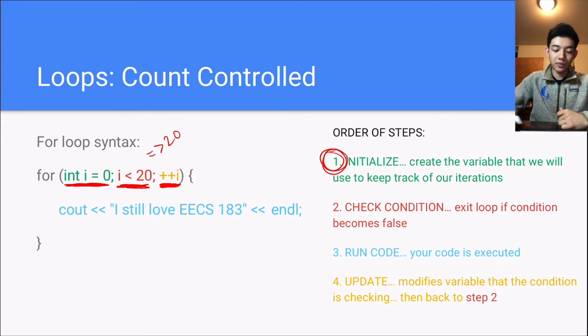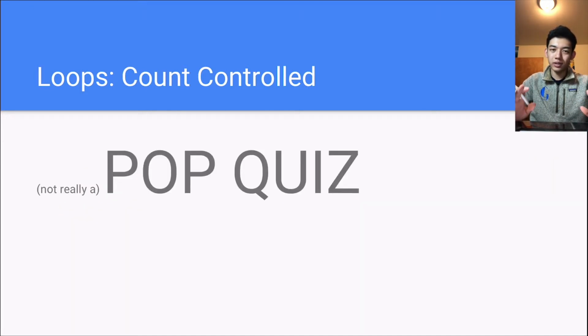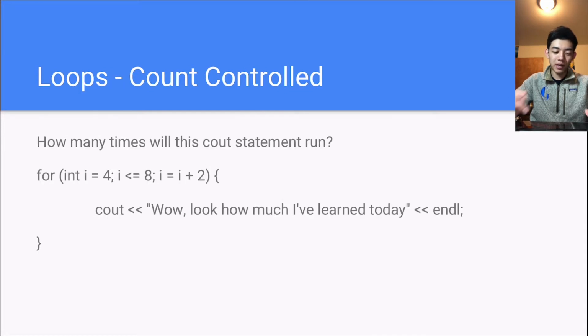So the order of steps, as you can see here, is we're going to initialize, check our condition, run the code itself, and then update our variable, and then go to step 2, which is checking our condition. So let's do a quick example. Pop quiz, but not really a pop quiz. How many times will this cout statement run?